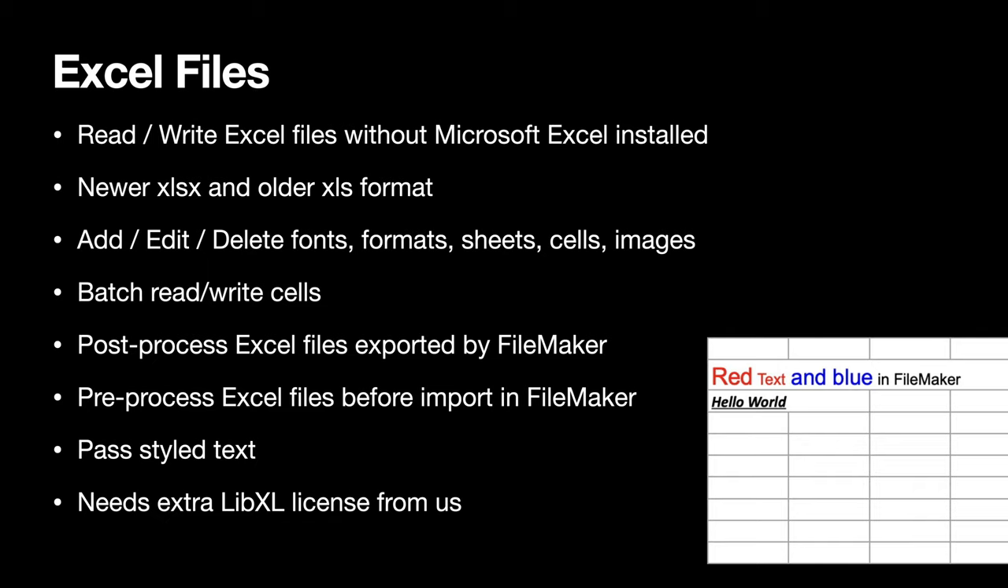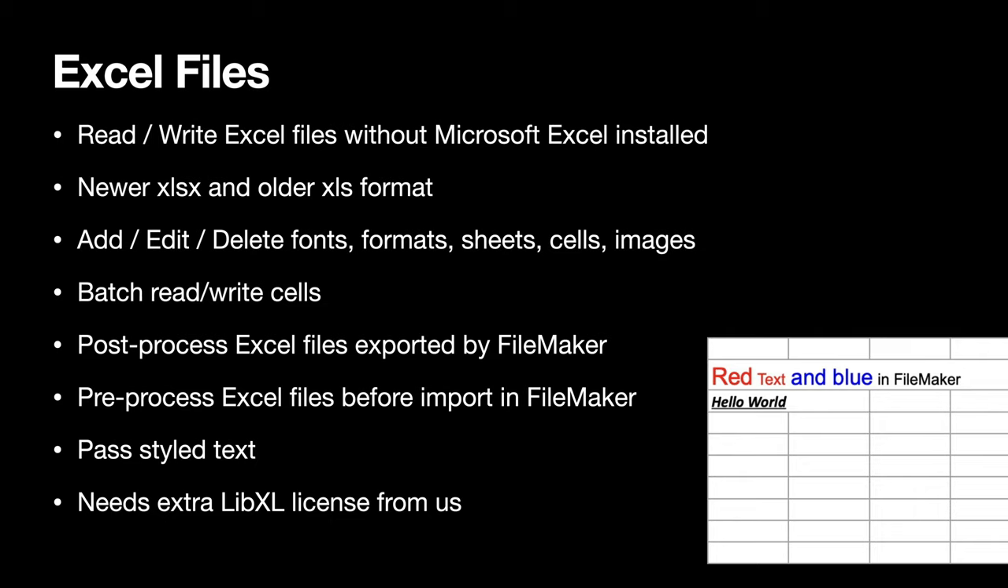We have functions to batch read and write cells. So if you have 1,000 cells and you just want to get the values of the list into FileMaker, you can just read them or write them. This is excellent to post-process Excel files exported by FileMaker.